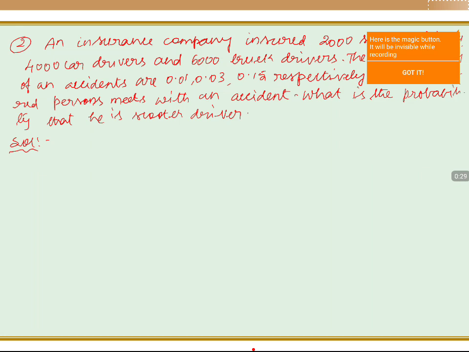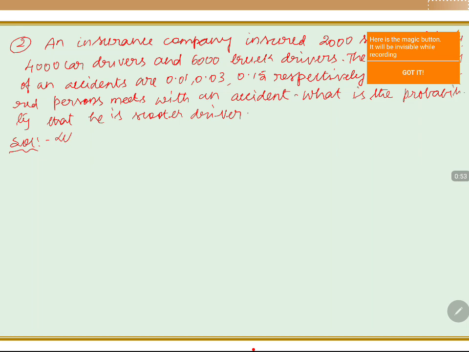So here the problem is based upon three events. We'll assume E1 as the event representing insured persons as a scooter driver, E2 for a car driver, and E3 for the truck drivers. And A is an event, which we are going to take as the insured person meets with an accident. And we should apply the Bayes theorem in order to solve the problem.